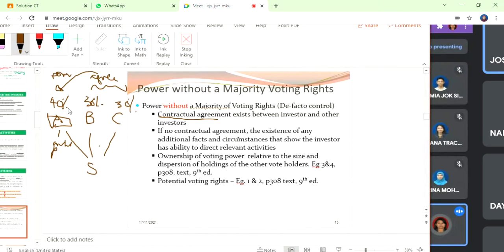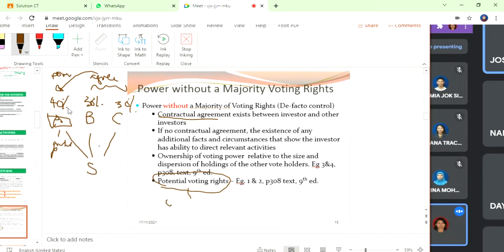If there is a contractual agreement, then you have to look for the existence of other facts and circumstances to show that the investor has this ability. So one is potential voting rights, the existence of potential voting rights. So what are potential voting rights? This is one example here.